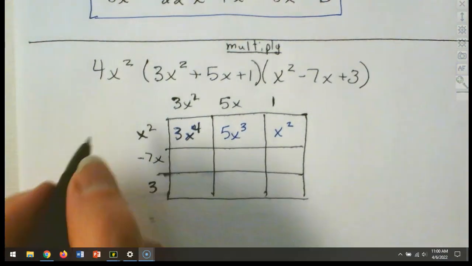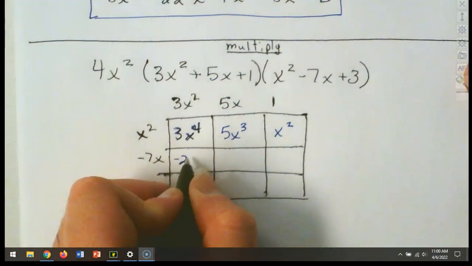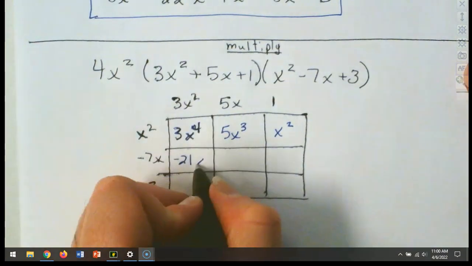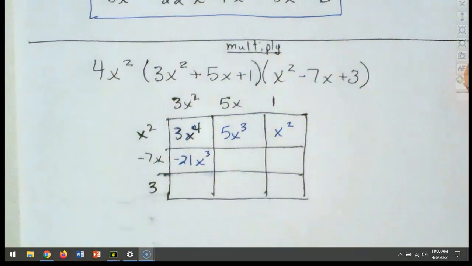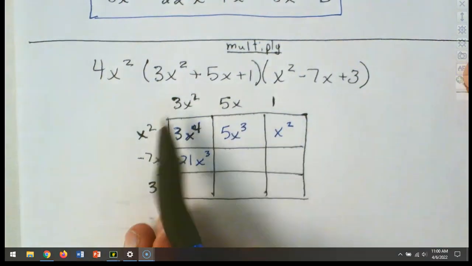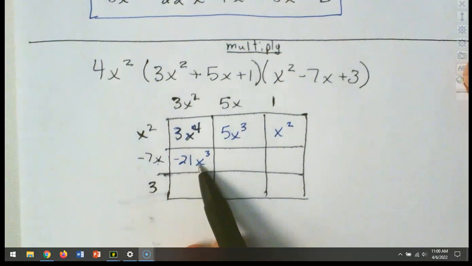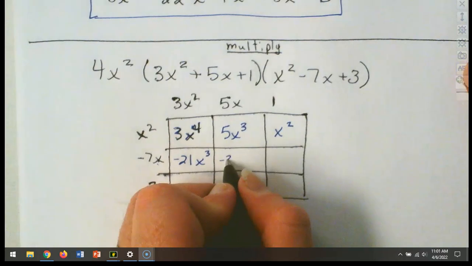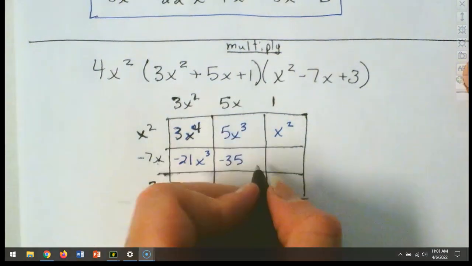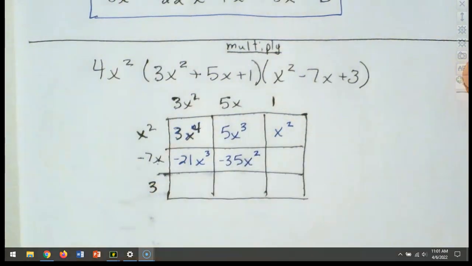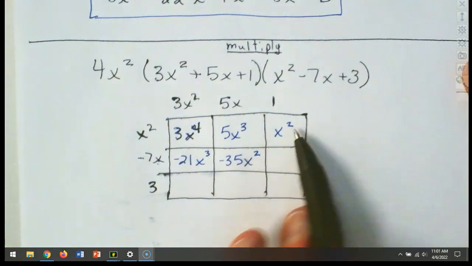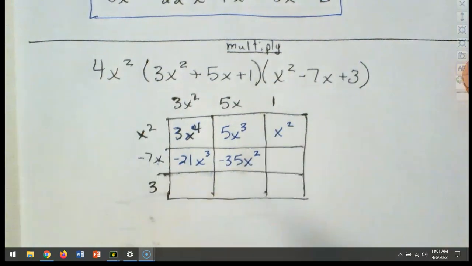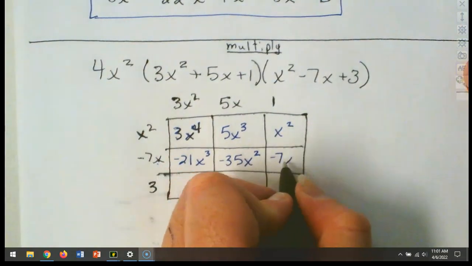Negative 7 times positive 3, that's a minus 21. X squared and another x makes an x cubed total. Yep, because there's 1 here and 2 more there makes it 3. Minus 7 times 5, that's a minus 35. X and another x makes it an x squared. And these should add on the diagonal. So we know we're probably doing it correct, right? Because these go together and those go together. Minus 7 times 1, that's a minus 7. And bring your x down.